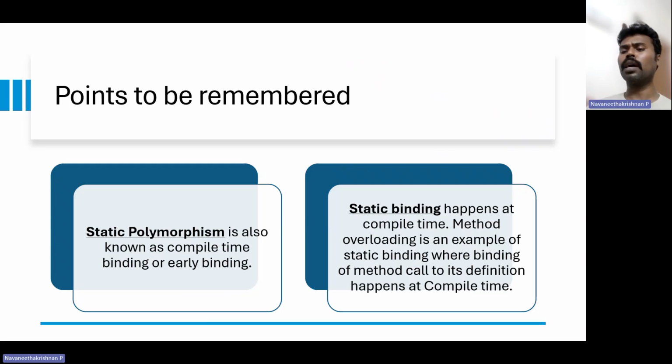Hence we call it compile time polymorphism, and that is also called early binding, or static binding, or static polymorphism. All these things refer to the same. So this is what you have to remember with respect to method overloading. When I say method overloading, the terms early binding, static polymorphism, compile time polymorphism, and static binding all refer to method overloading. These things we can achieve through method overloading.